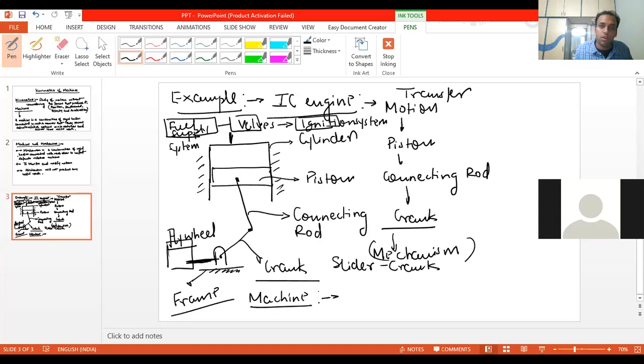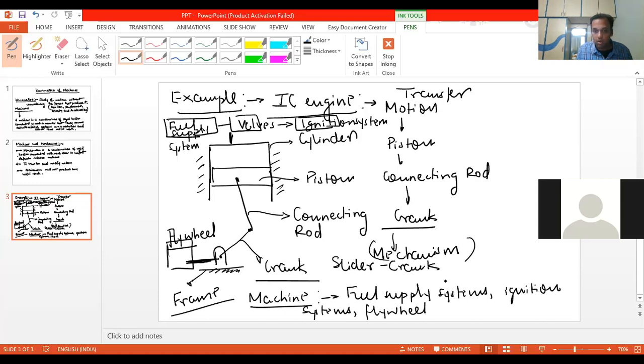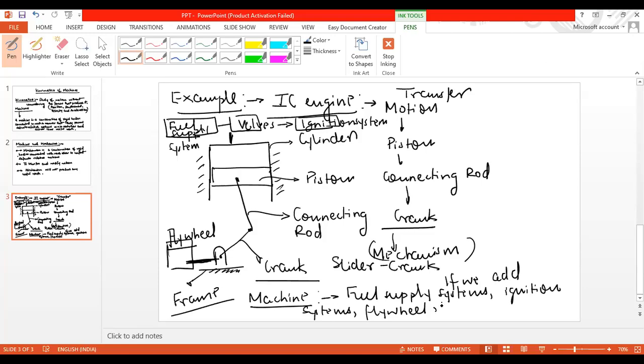So here we are going to derive some useful work if we connect this whole arrangement of piston, connecting rod and crank to a flywheel. In that case you will refer to this whole system as a machine, because once you connect the flywheel, you are going to take some useful work from the machine, or from the IC engine. So you can write down here that if you add fuel supply systems, ignition systems and flywheel, then it is a machine. This is the primary distinction between a mechanism and a machine.